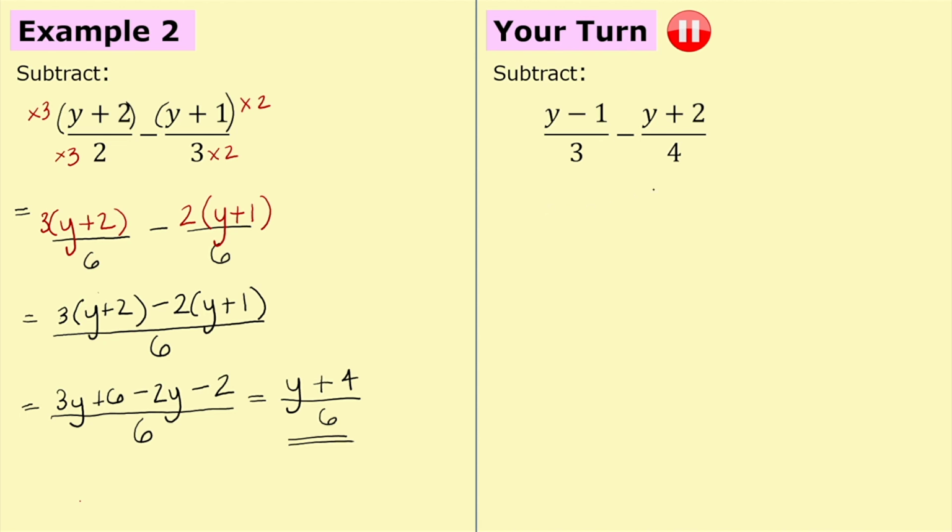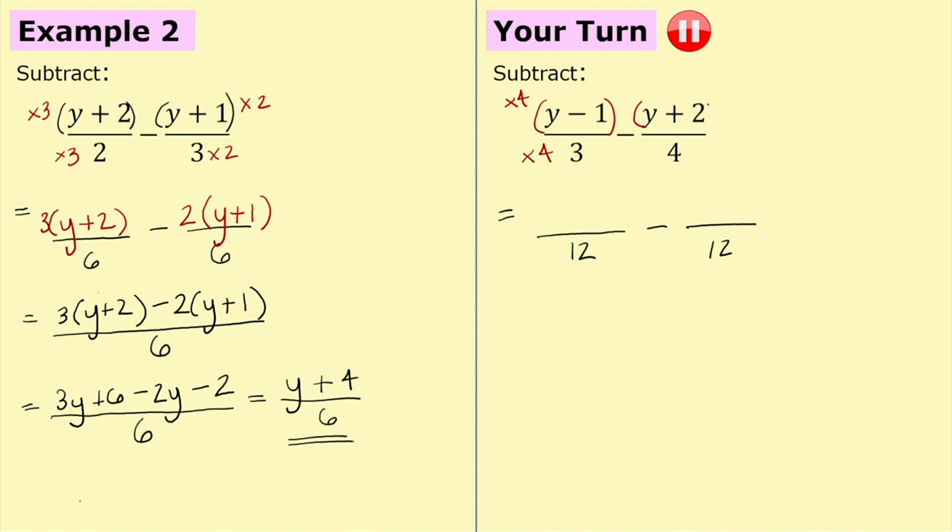Okay, hopefully you've unpaused. Let's give this one a go. So our common denominator, 3 and 4, the lowest common multiple is 12. So we're going to have both our fractions over 12. And then we need to calculate or figure out our numerators. So 3 to become 12, we've times it by 4. Whatever you do to the bottom, you have to do to the top.